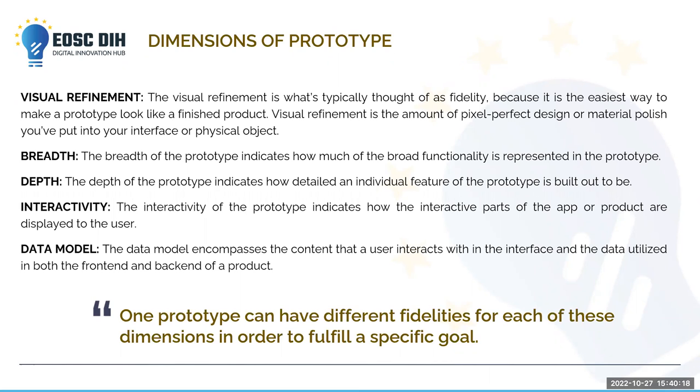To give an example, if I was testing an app or I was testing a layout for a new website, I could just put lorem ipsum everywhere in the website because my goal is to test the layout and not the actual content which is there in the page, right? So that's a very good example of a low dimension on data model.